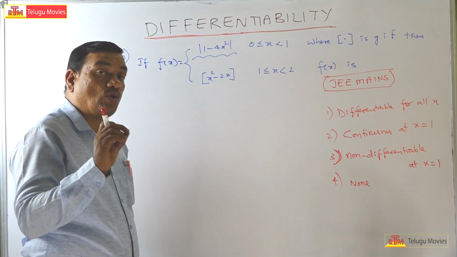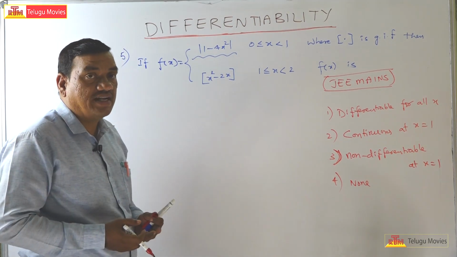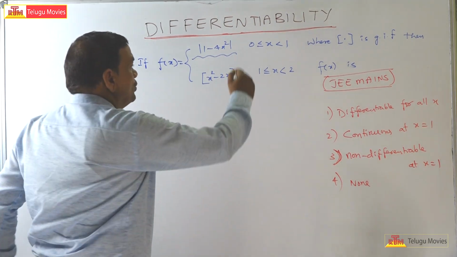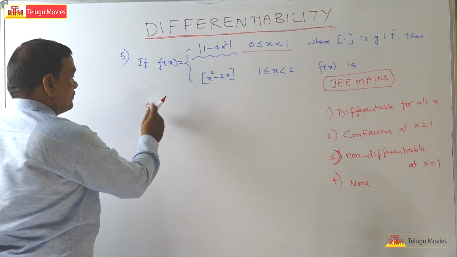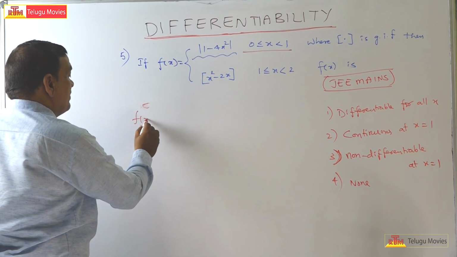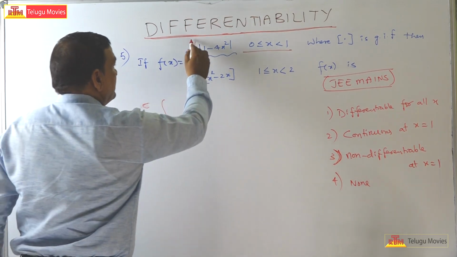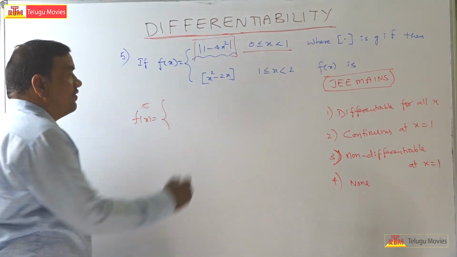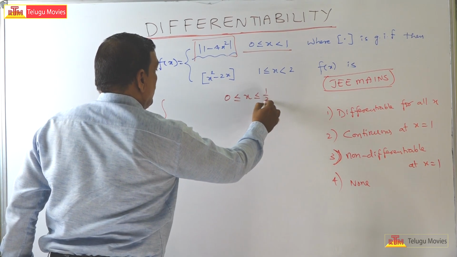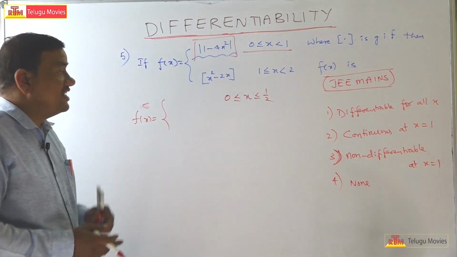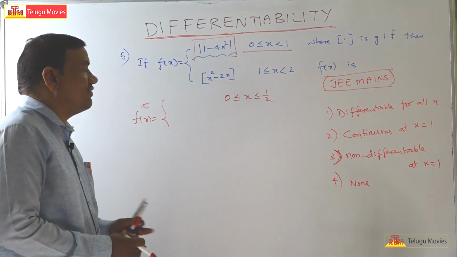So at x equal to 1/2, the graph takes a turning. That's why you divide the interval. Your f(x) is defined as follows; first I am taking this function. When 0 ≤ x ≤ 1/2, where the x value lies between 0 and 1/2, let us see what happens.